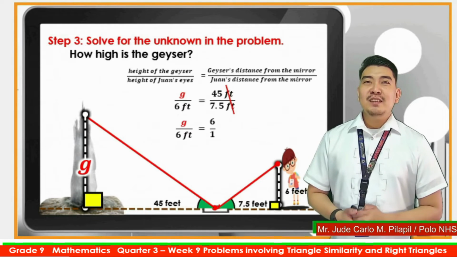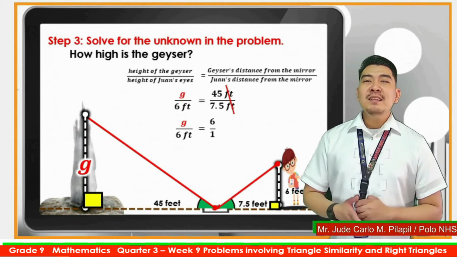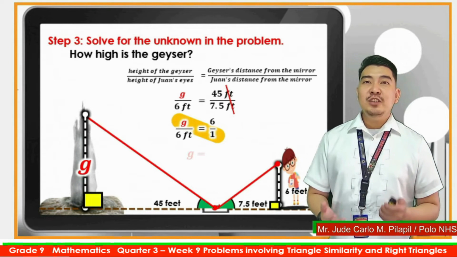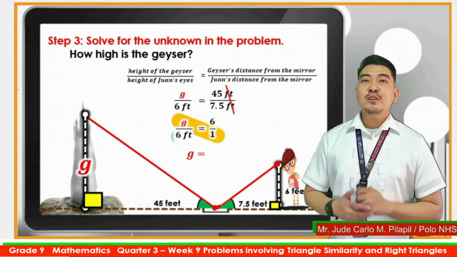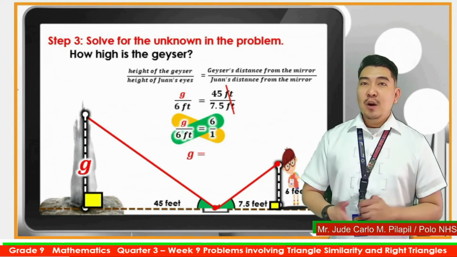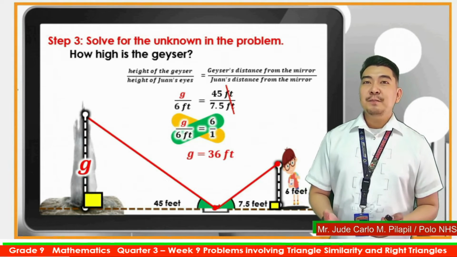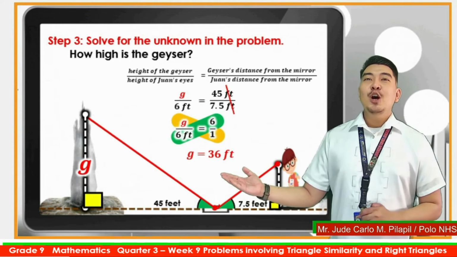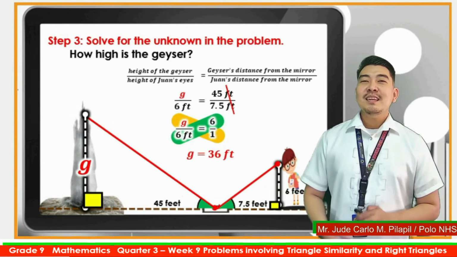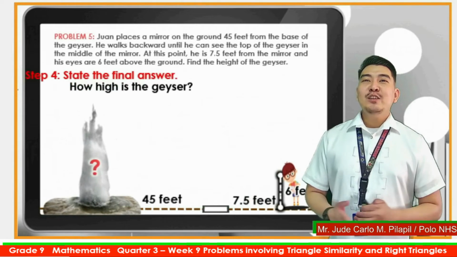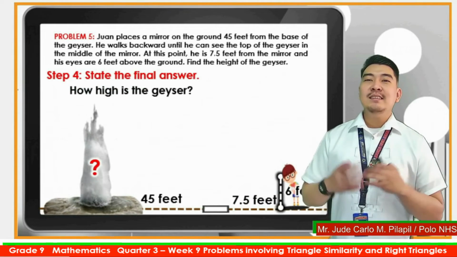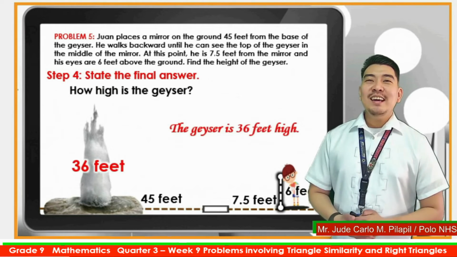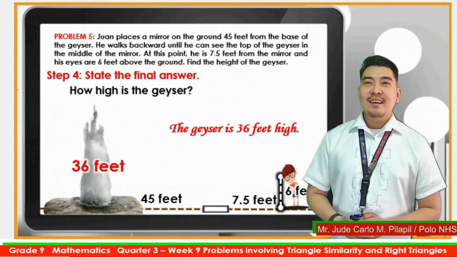Applying the means and extremes theorem, or the fundamental theorem of proportion, g times 1, that will be g, is equal to 6 times 6 feet, which is equal to 36 feet. Hence, the value of g is equal to 36 feet. Finally, to answer the problem on how high is the geyser, the geyser is 36 feet high.